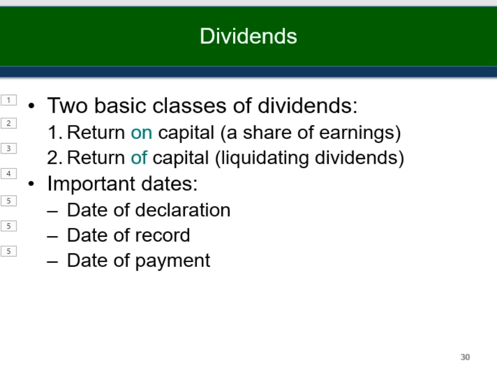There wouldn't be any accounting entry on the date of record, because it just establishes who's going to receive the dividends. And then on the date of payment, you actually reduce the cash and record the dividend as being paid. So you could set up a dividend payable on the date of declaration. Nothing happens on the date of record, and then reduce the dividend payable when you've actually made the payment.